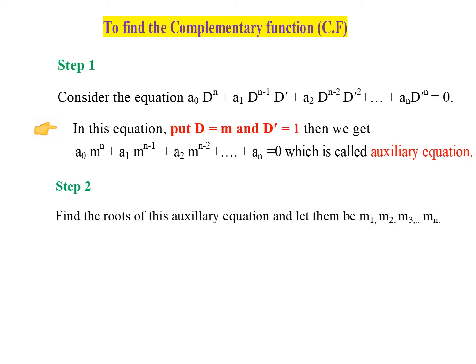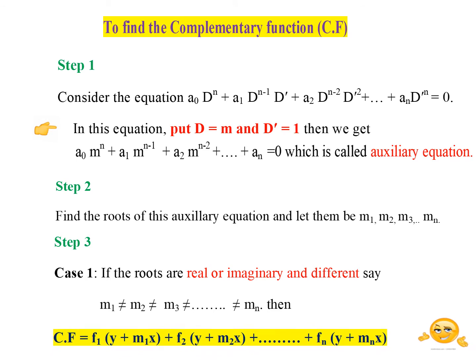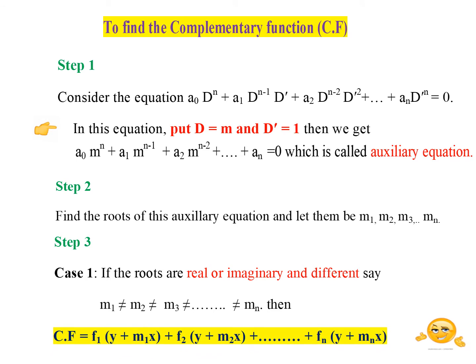Now find the roots of this auxiliary equation, and let the roots be m1, m2, etc., till mn. Now, according to the roots, we need to write the complementary function. The first case: suppose all the roots are distinct, that is, all are different, whether they are real or imaginary, that is not a matter. In that case, the complementary function will be f1(y + m1x), that is the first root into x, plus f2(y + m2x), the second root into x, plus etc. till the last term.